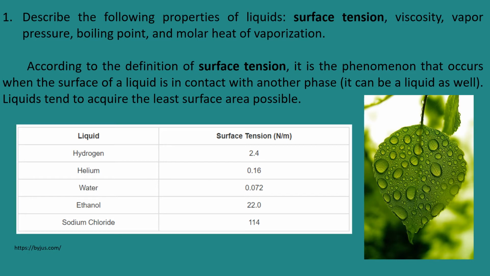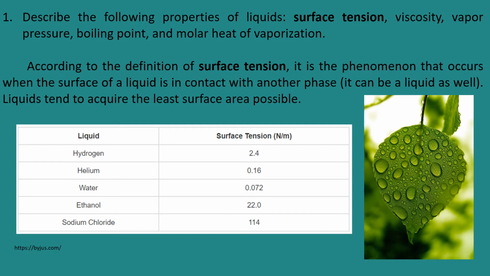So the first property of liquid that we're going to cover refers to surface tension. The main point that you have to remember is that it is connected to the surface area, or in its most common definition, it is the phenomenon that occurs when the surface of a liquid is in contact with another phase. It can be a liquid as well. Liquid tends to acquire the least surface area possible.